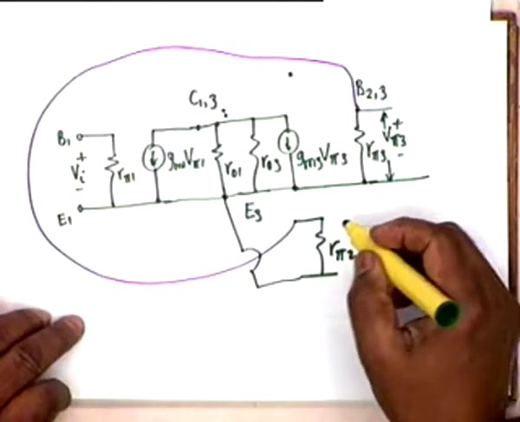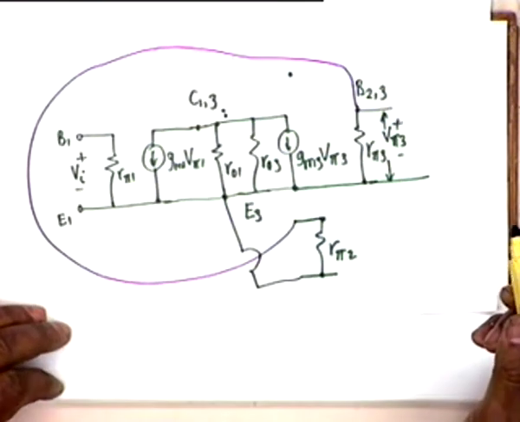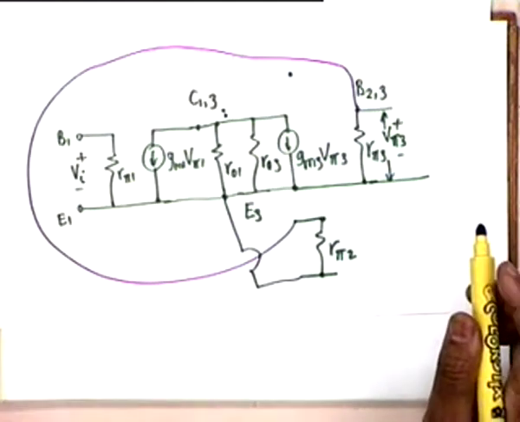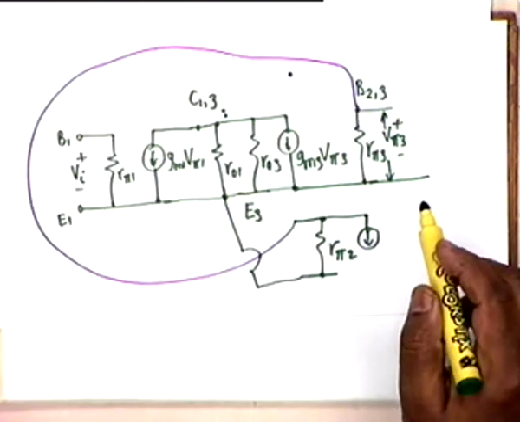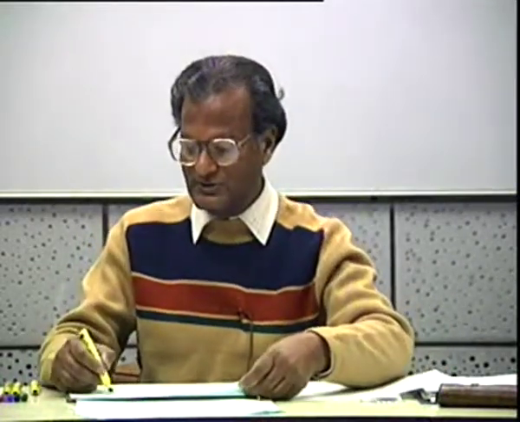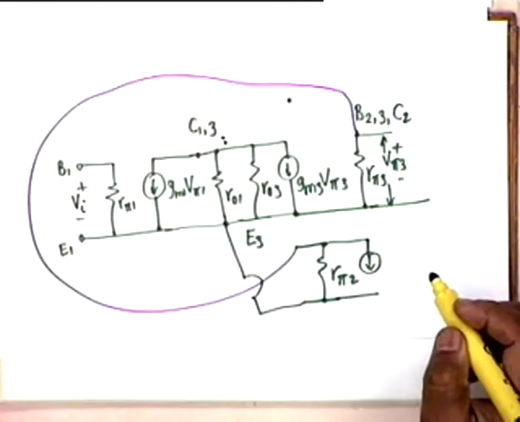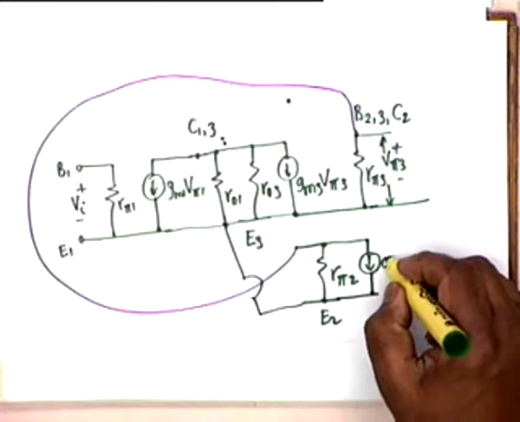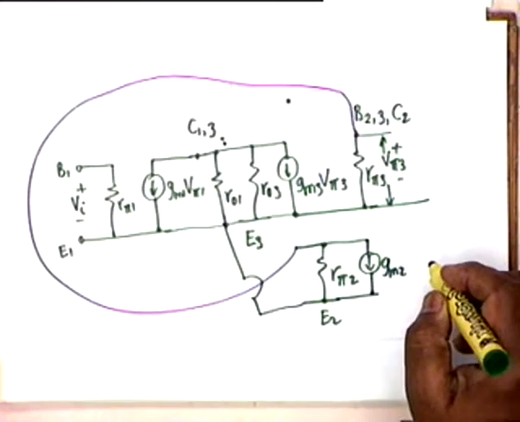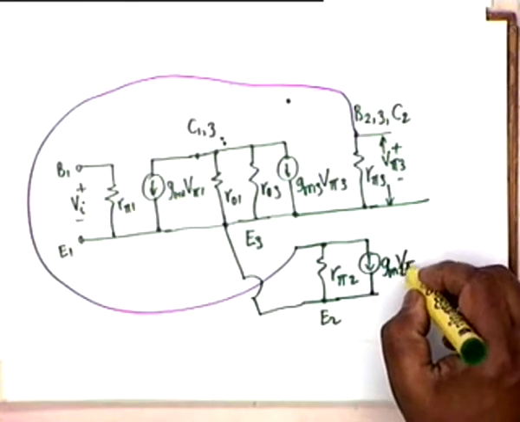Okay, now I am also trying to do something intentionally, confuse you. Do not be confused. Okay, R pi 2. What else do I have here? B2 is connected to C2, B3 is also the same as C2. So from C2 to E2, this is also E2. We shall have this current generator GM2 times V pi 2, which is the same as V pi 3. Agreed? So we have GM2 V pi 3.